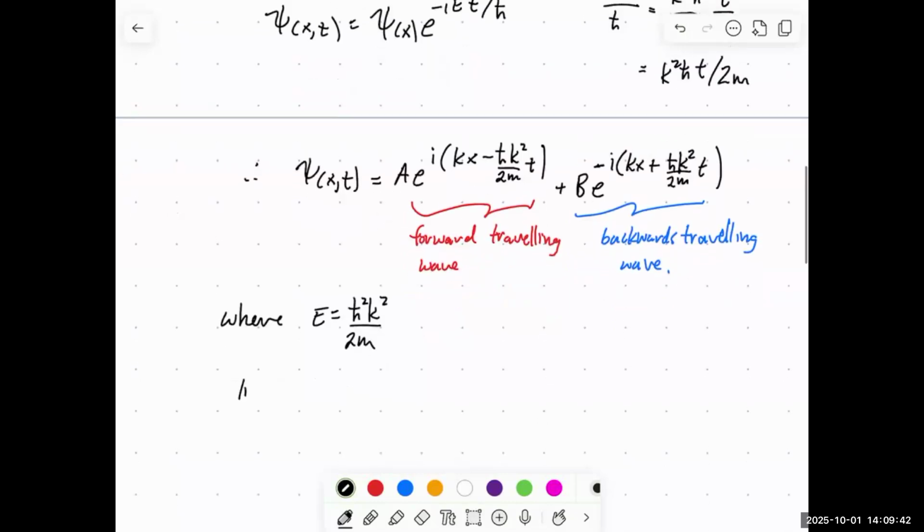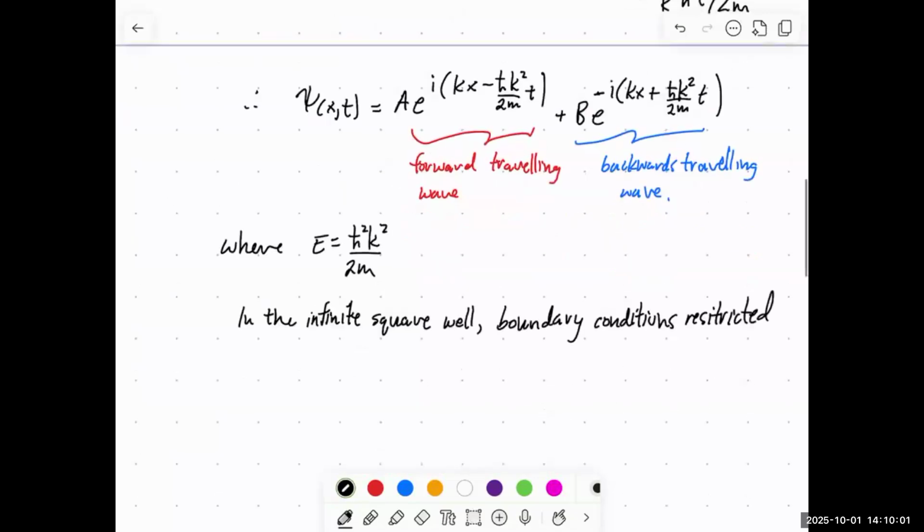So in the infinite square well, the boundary conditions restricted the allowed values of k. And this led to quantization. Once k was quantized, because the energy is equal to h bar squared k squared over 2m, the energy of our particle is also quantized.